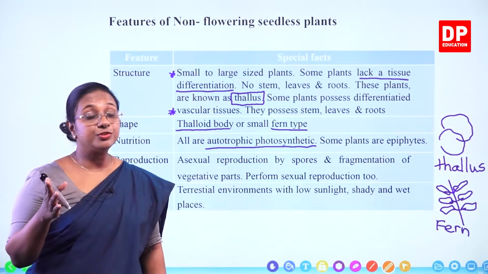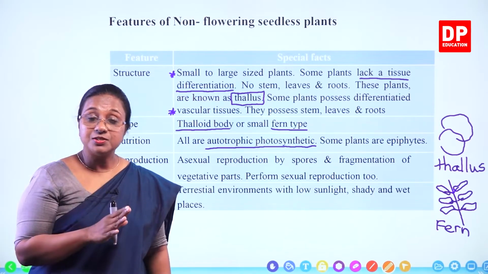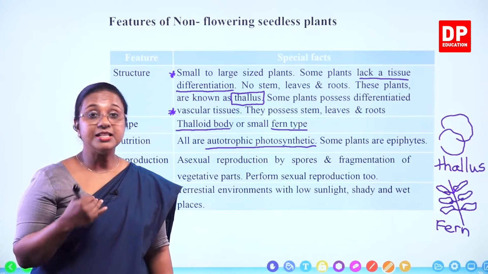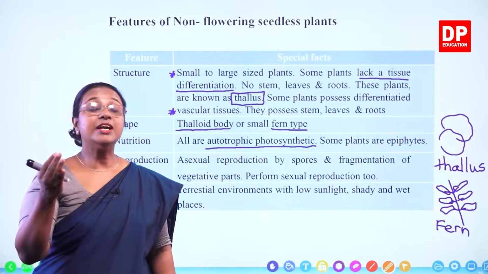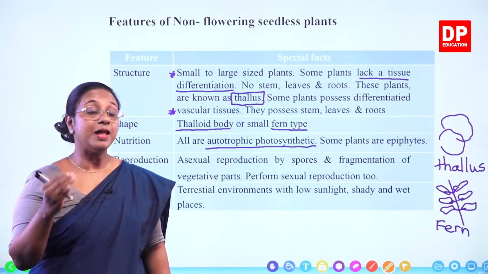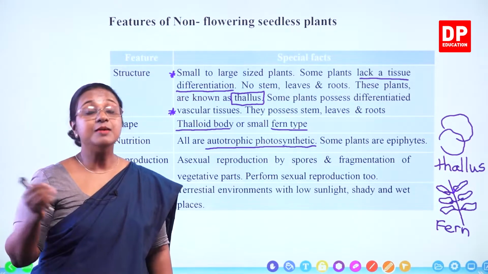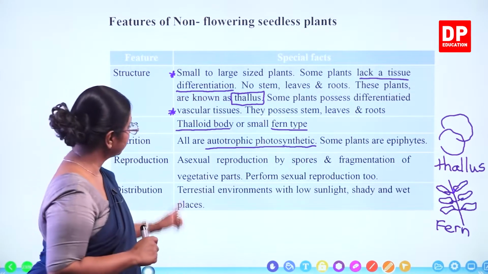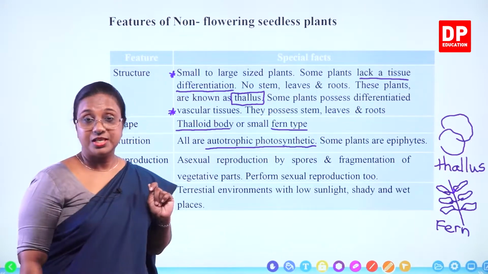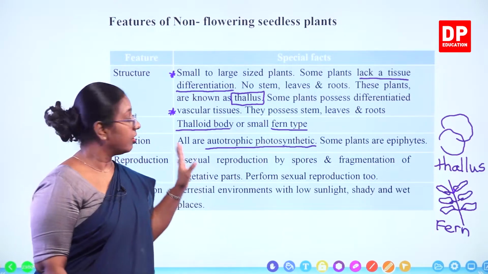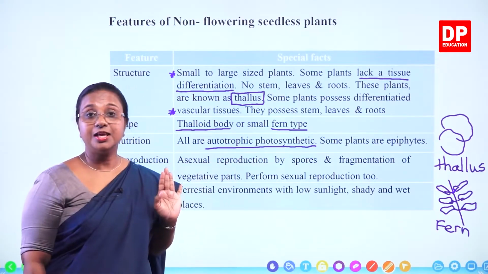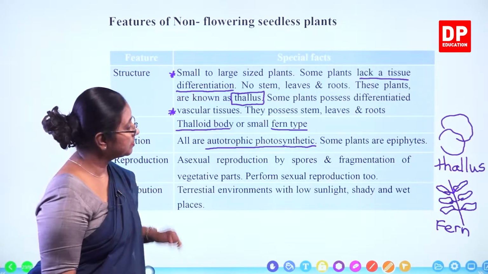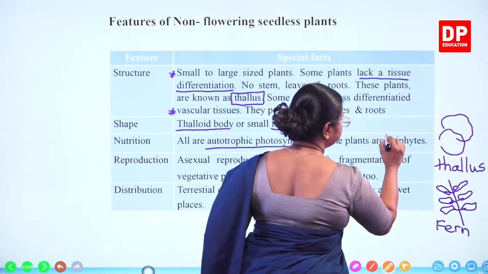You all know what photosynthesis is. In the presence of light, inside the chlorophyll, using carbon dioxide and water, plants produce glucose as the main product, evolving oxygen as the byproduct. So that process is what we call photosynthesis. So photosynthetic or autotrophic plants. And some of these plants are epiphytes.